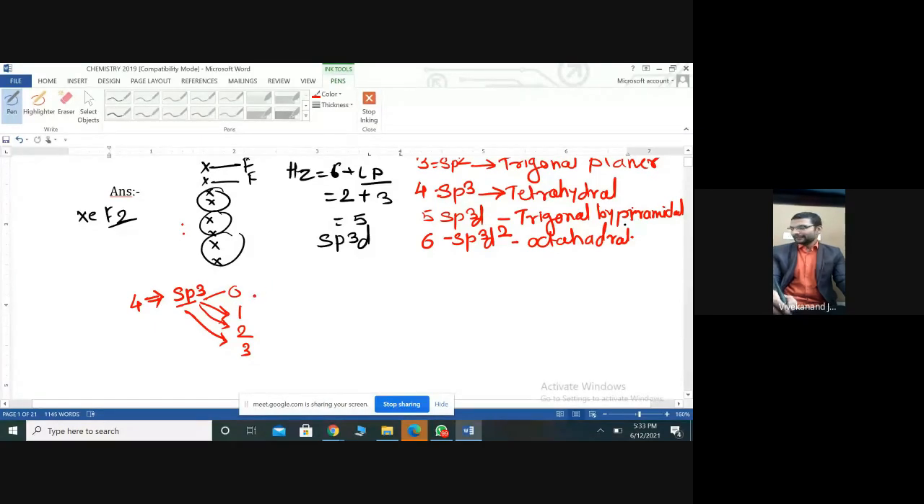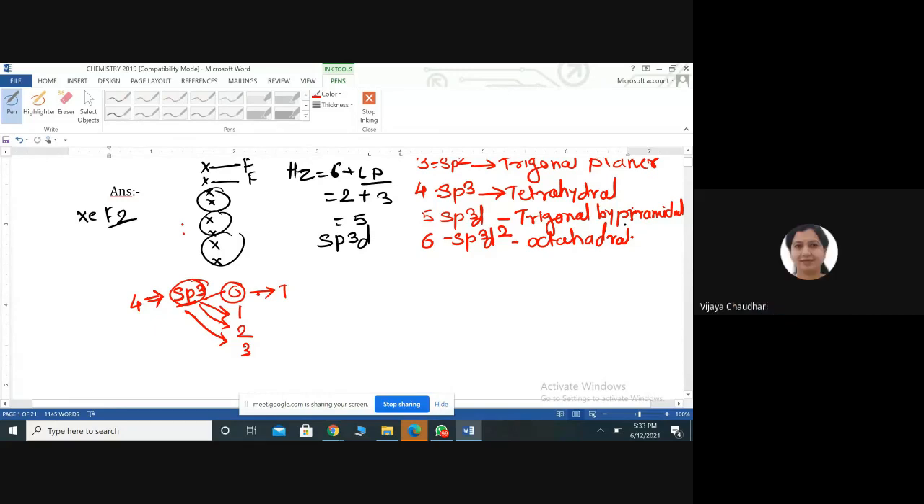If we have 0 lone pairs now, what will be the geometry? Tetrahedral. Check carefully, I am asking for 0 lone pair. sp3, tetrahedral hybridization. Tetrahedral. Is it right?